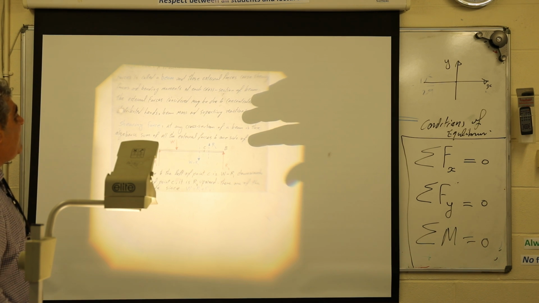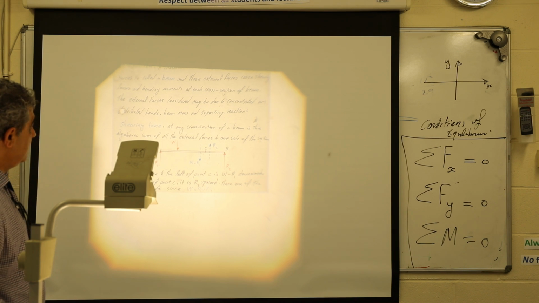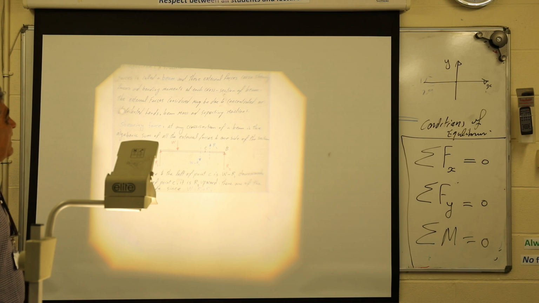Shearing force. The shearing force at any cross section of the beam is the algebraic sum of all the external forces to one side of the section. So basically you have to balance all the forces in the two different directions.